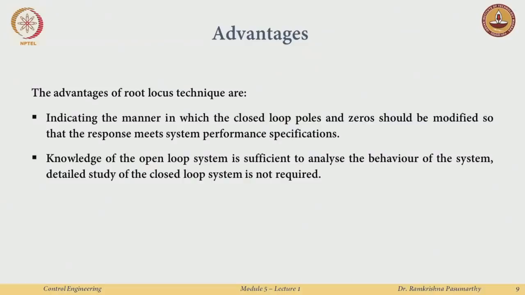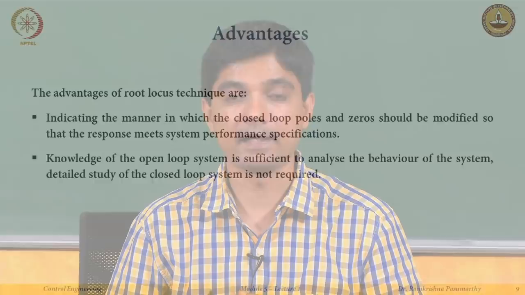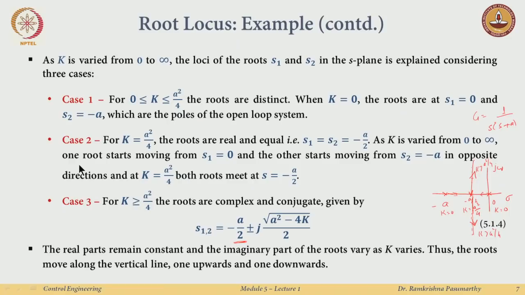So, I would know how to modify the gain k such that my performance is met, and performance is usually mapped to some pole locations, okay. And I am doing this only with the knowledge of this guy. I started with the open loop poles, s at 0, s at minus a. And I am just now increasing the gain k. We will see how we will formalize this a little later.